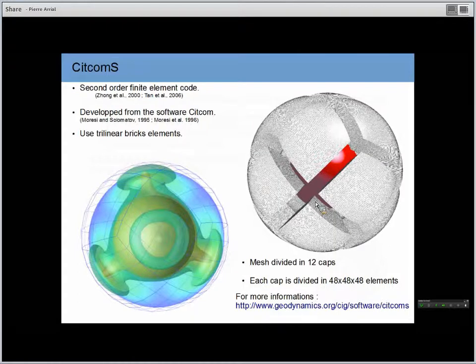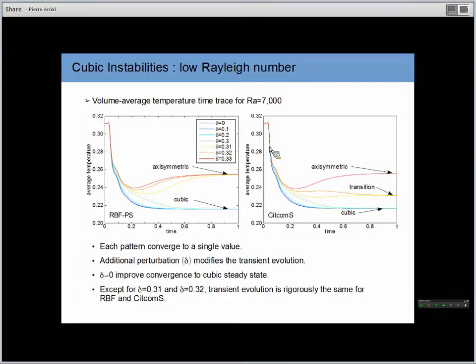First, CitcomS is a finite-element code using trilinear brick elements. One of the particularities of this code is that the sphere is divided into 12 caps. Each cap represents more or less a cube, and for our simulations each cap is divided into 48 by 48 by 48 elements. If you want more information on CitcomS, I encourage you to visit the website.